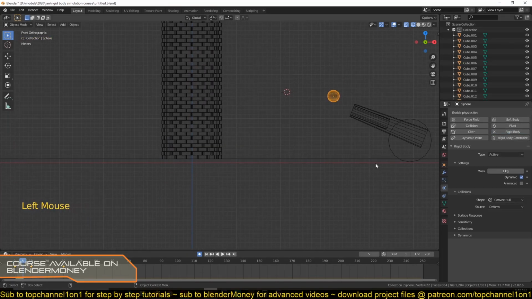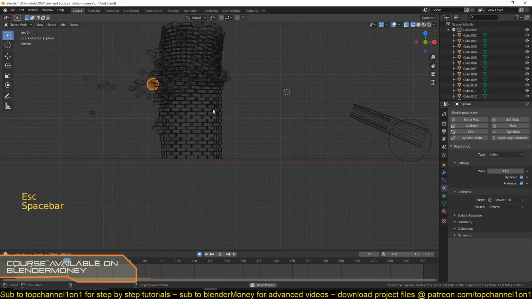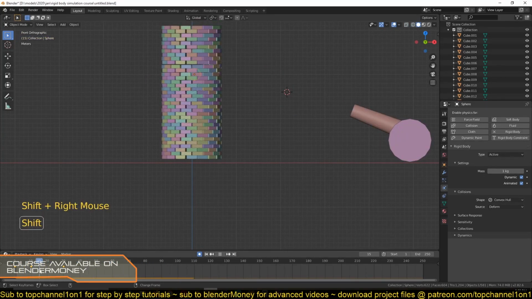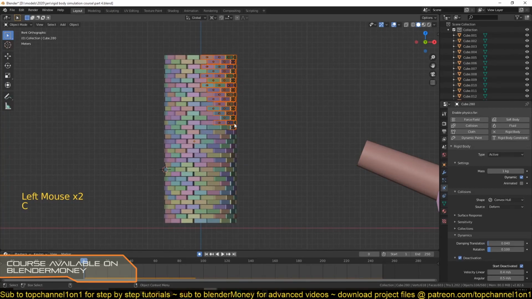So in this course, we're going to be looking at what goes into creating a collapsing tower. So we have a projectile from a cannon hitting the tower, and the tower collapses.